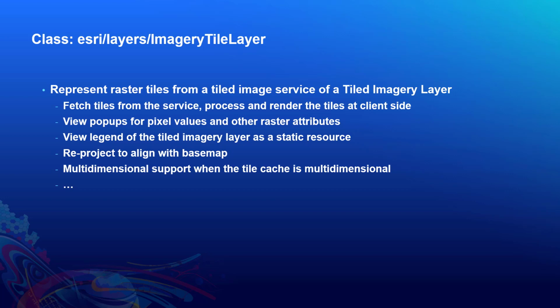We spent a lot of time in the JavaScript API to make it work perfectly. We can have the equivalent support for pop-up as with the traditional imagery layer JavaScript API class when you work with dynamic imagery layer. We can fetch the pixel values from the tile cache and display all the raster attributes of it and bring all the information to the pop-up window.